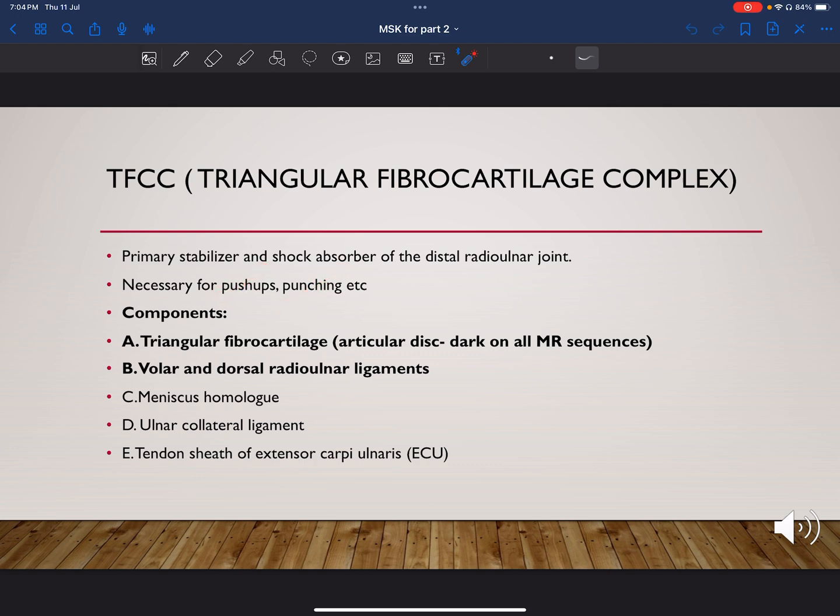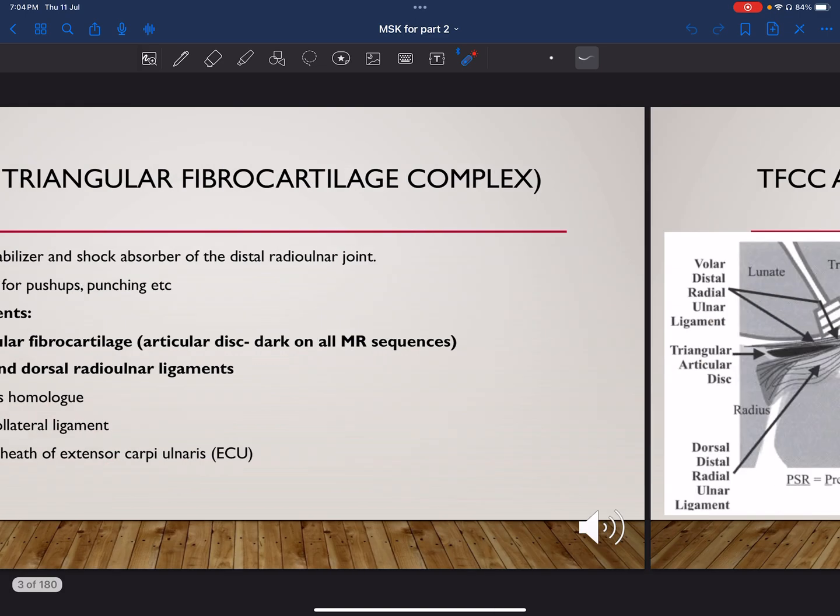Components of TFCC include, so what we have to remember is, first there is an articular cartilage with two ligaments surrounding it. First is the triangular fibrocartilage or articular disc, dark on all MR sequences. And then there are the volar and dorsal radial ulnar ligaments. Then there is something known as the meniscal homologue. So there are one ligament and one tendon, both are ulnar: the ulnar collateral ligament and the extensor carpi ulnaris tendon.